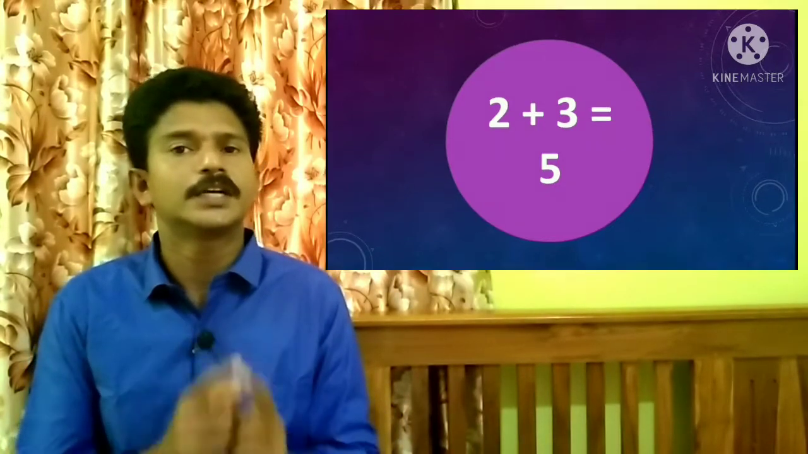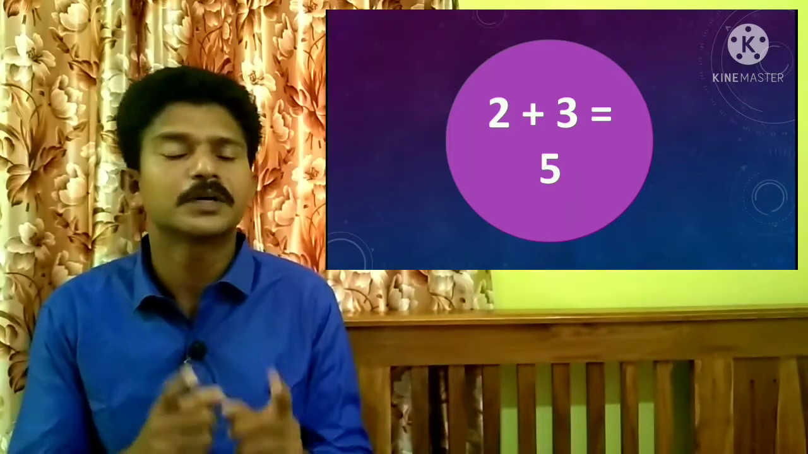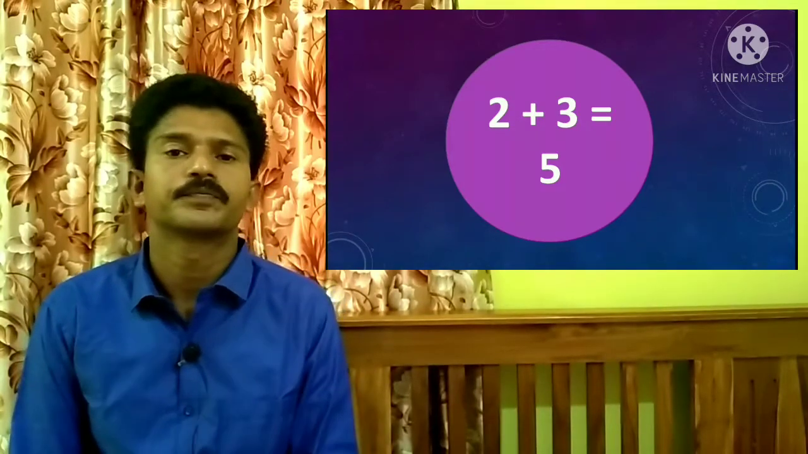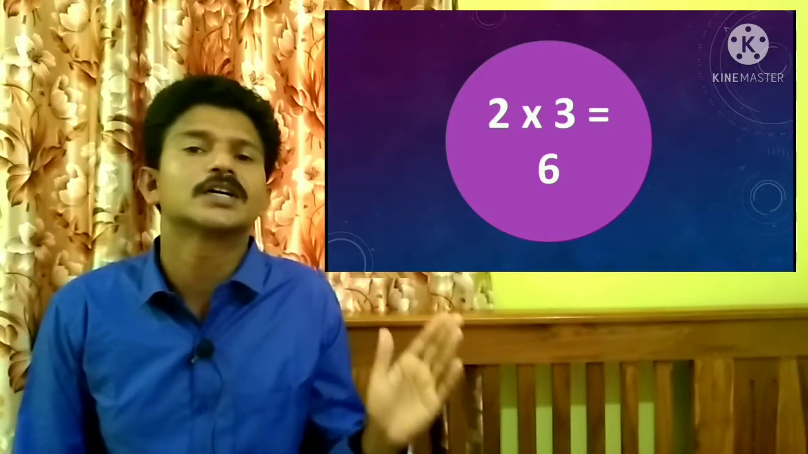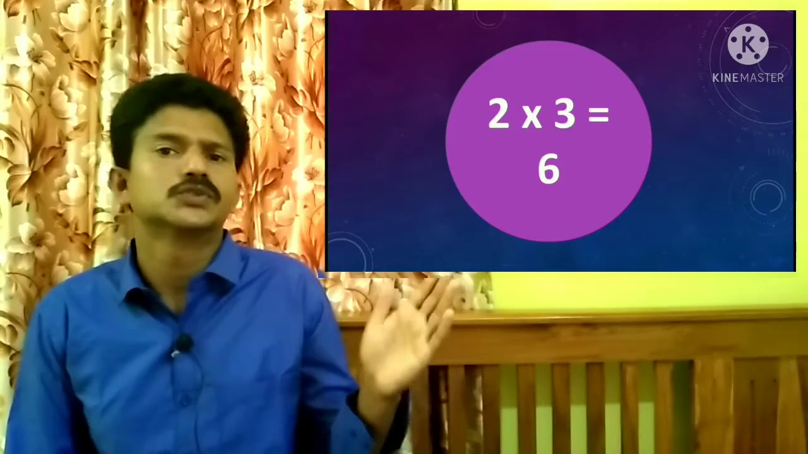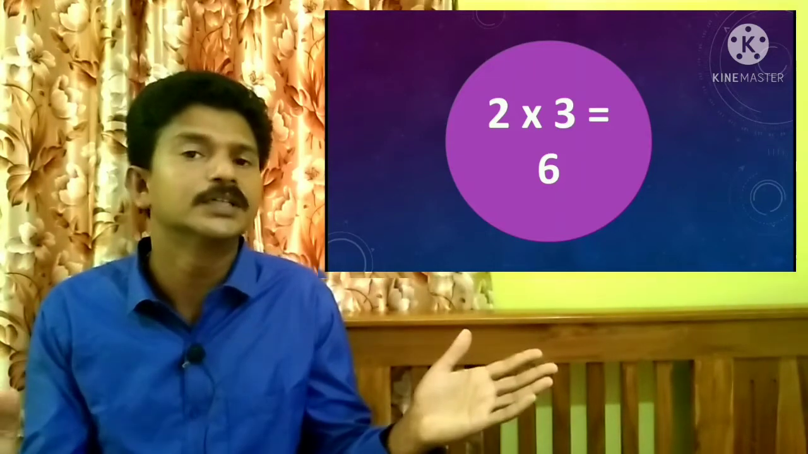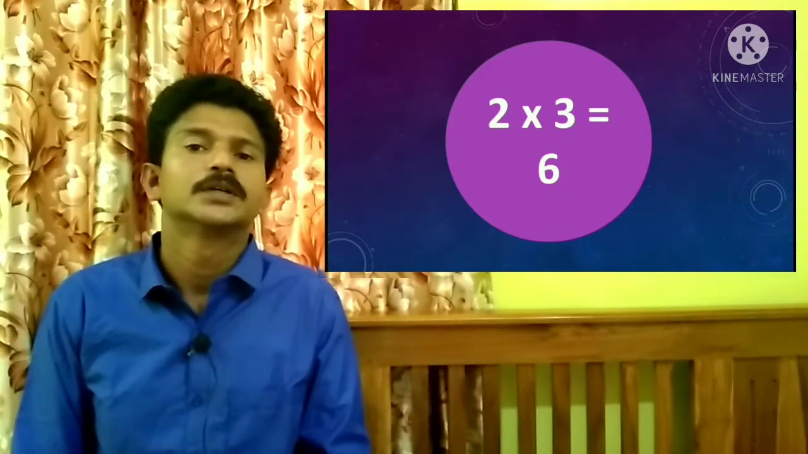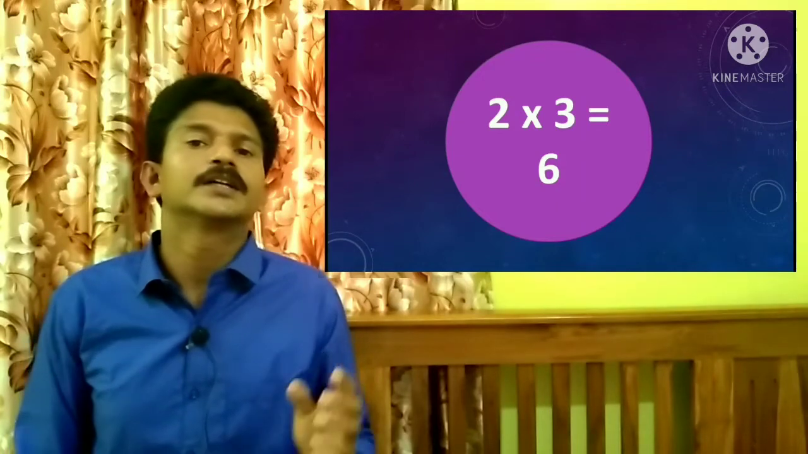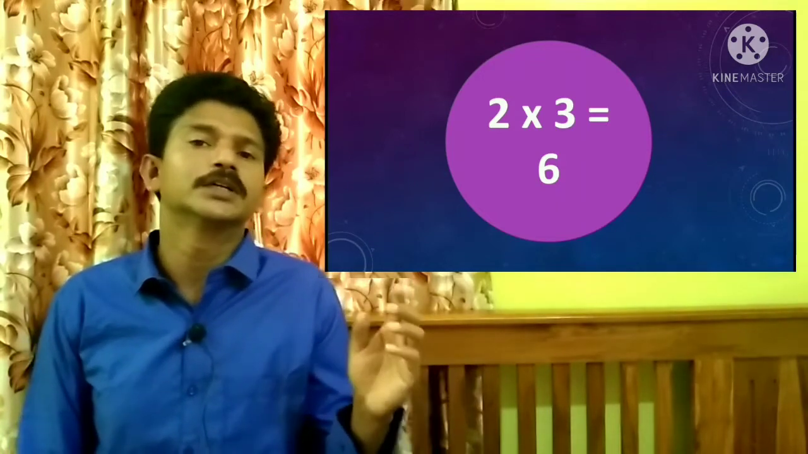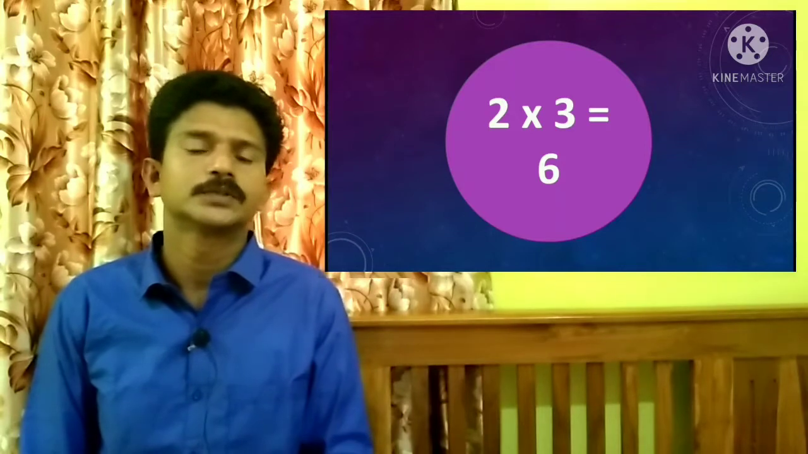Let us take these two numbers again. When you multiply, what happens? Let us see. When you multiply 2 and 3, we get the number 6. Again, 6 is a natural number, so it is not going out of the pink circle. So we can say that multiplication here is also closed.